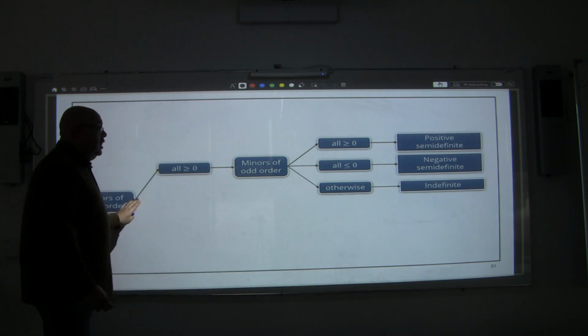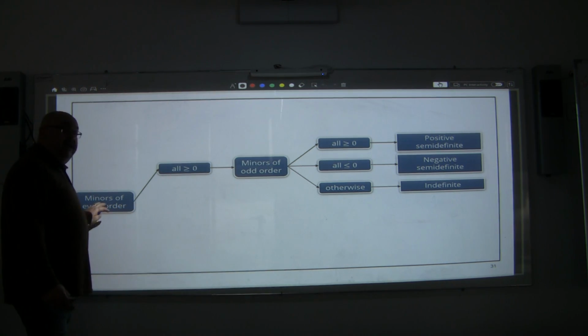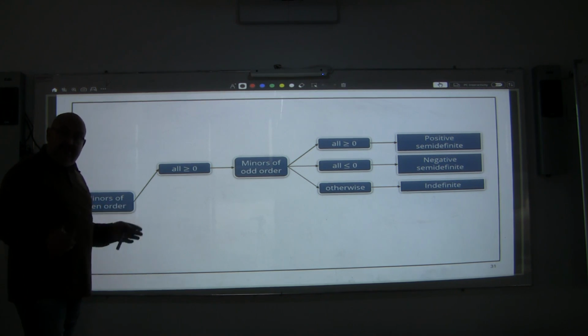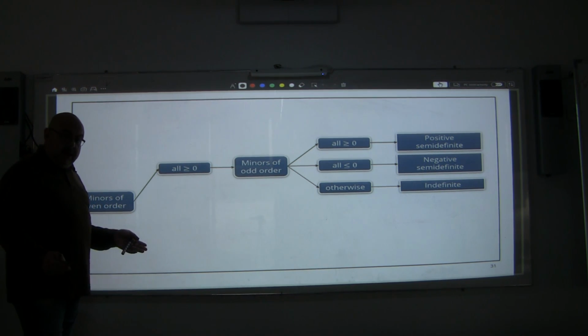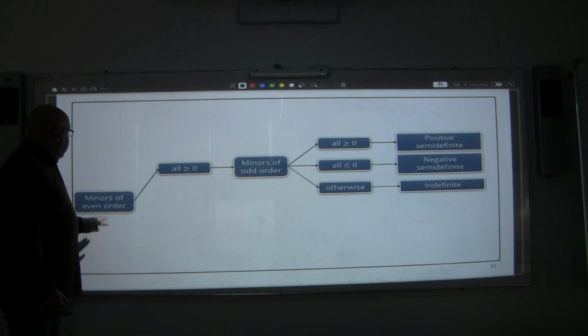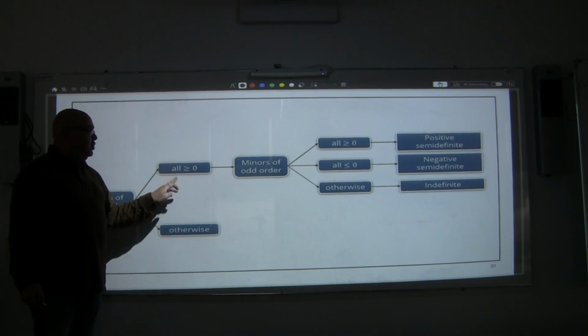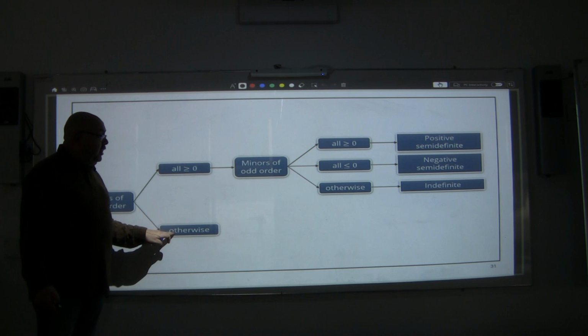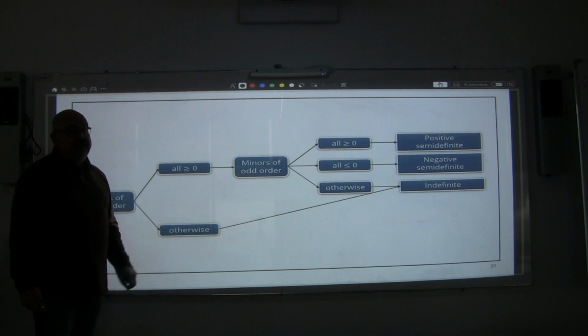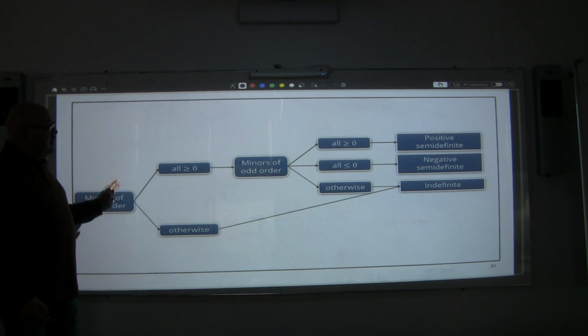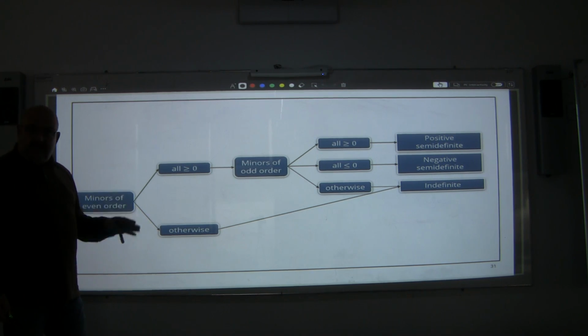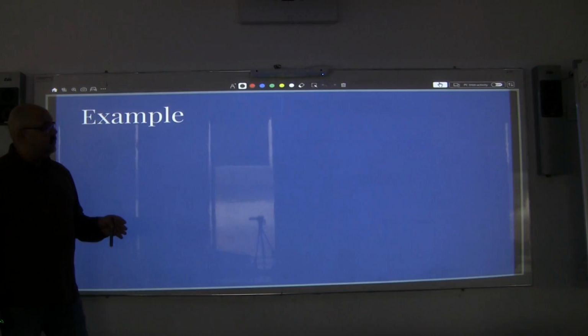So this is the classification if we get the general minors of orders 1 up to n, as you will see in the coming example. If the even minors are less than zero, other than this, so non-positive, directly I will be dealing with the indefinite case. So that's the classification based on the minors.